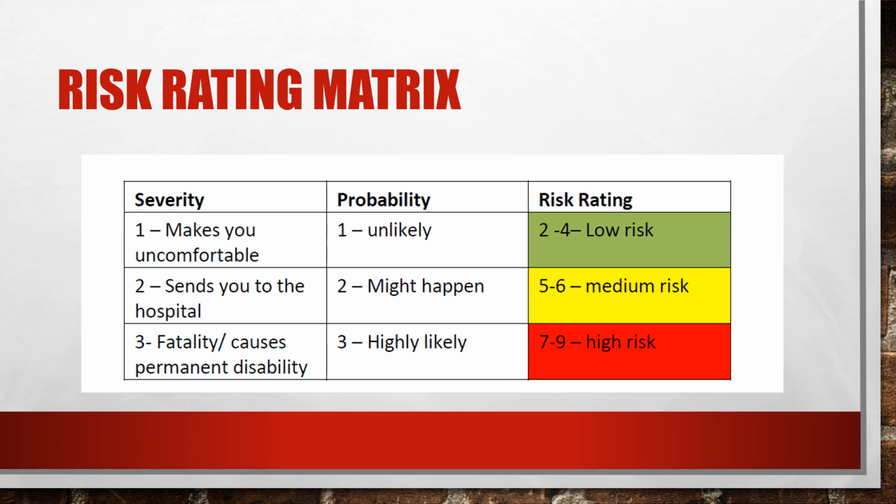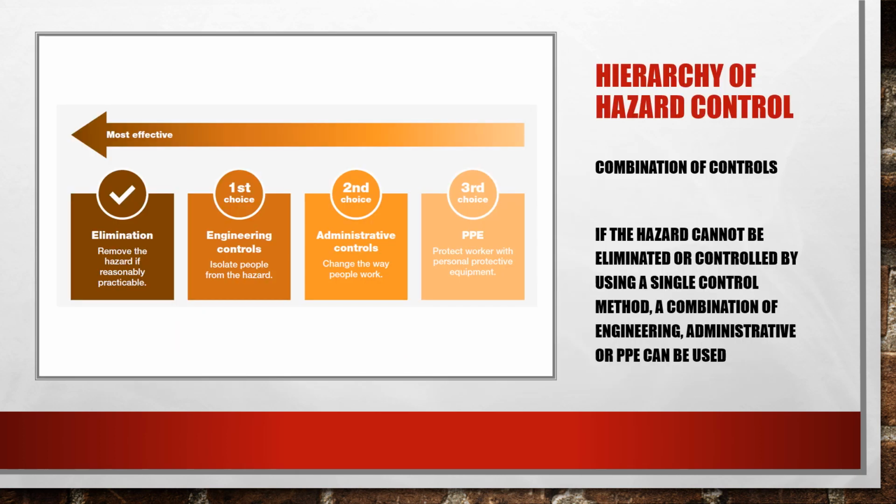Our risk rating matrix consists of adding severity and probability together to arrive at a risk rating. Green means a low risk, yellow means a medium risk, red means a high risk. Let's turn to the last step in the assessment process, controlling hazards. It is called the hierarchy of hazard control.